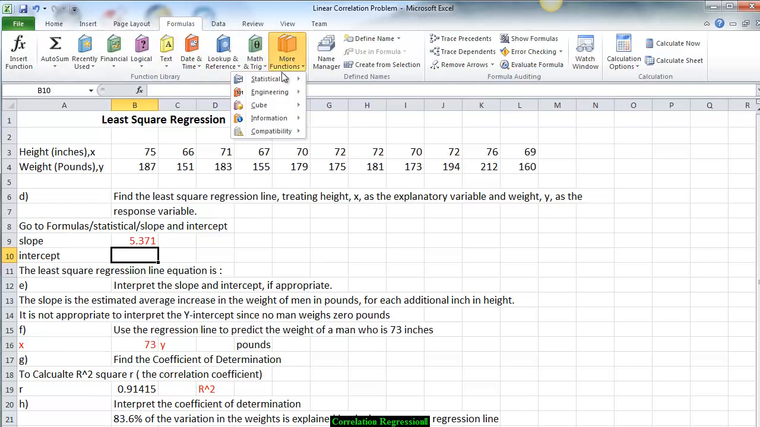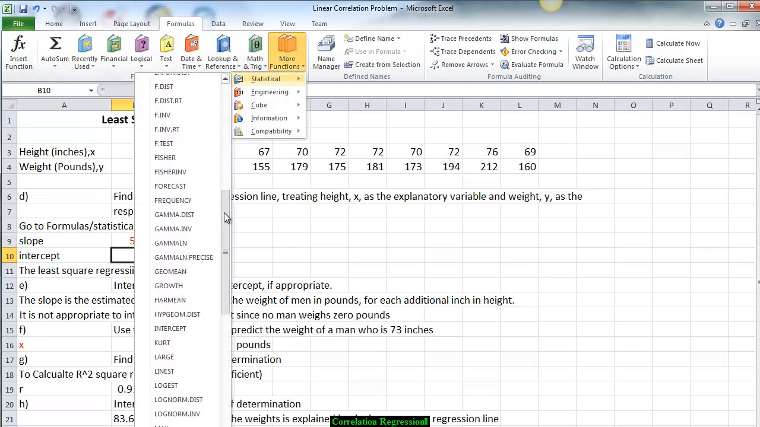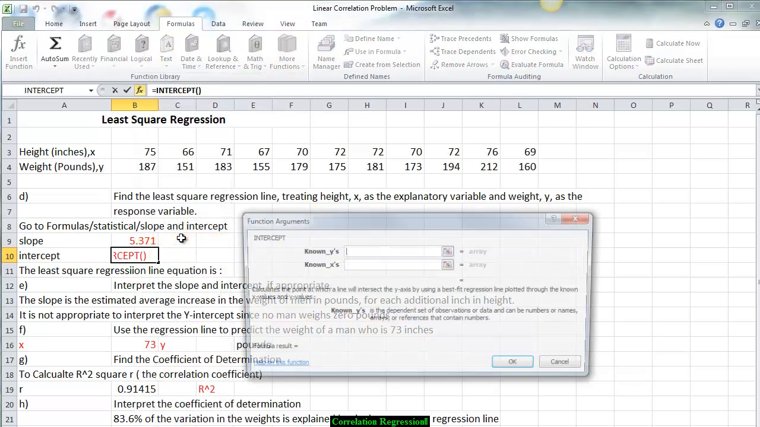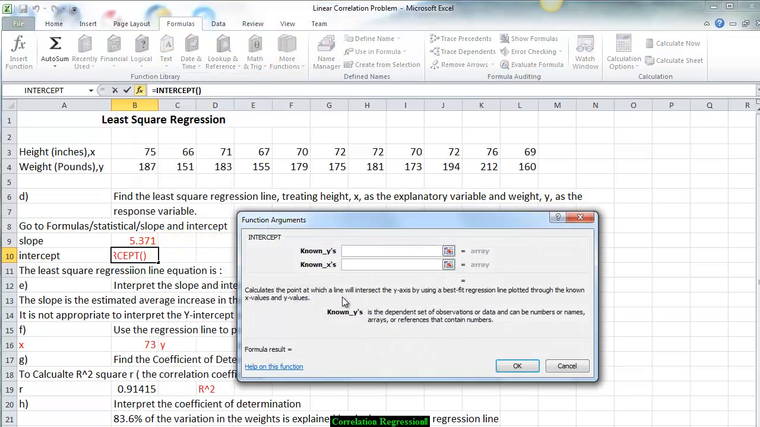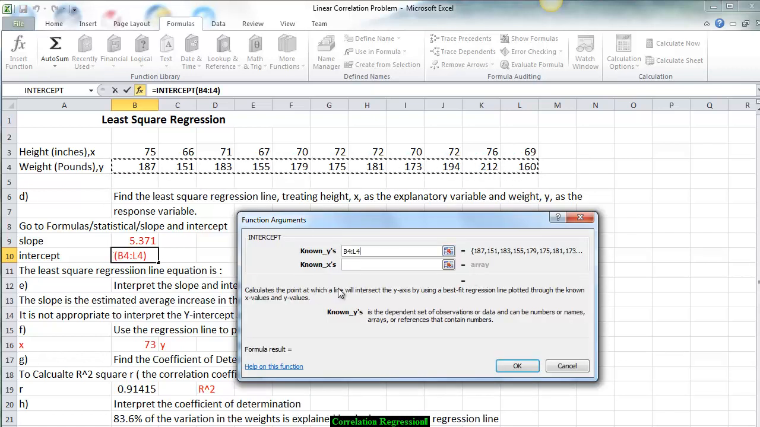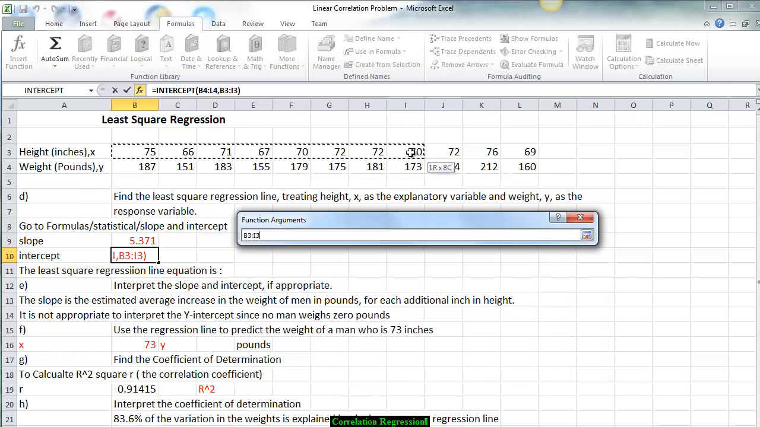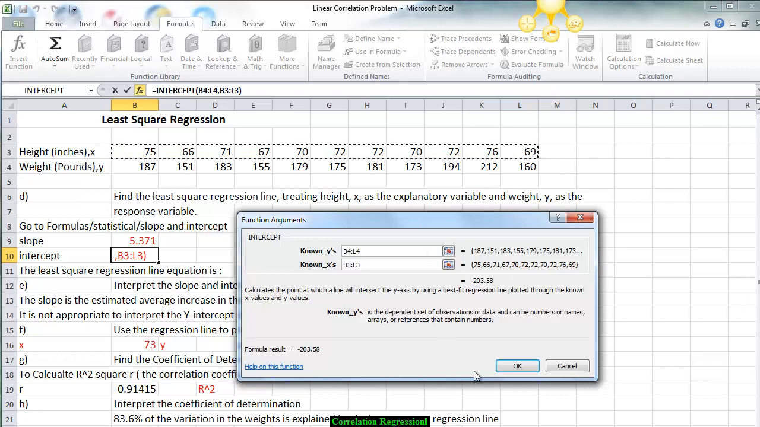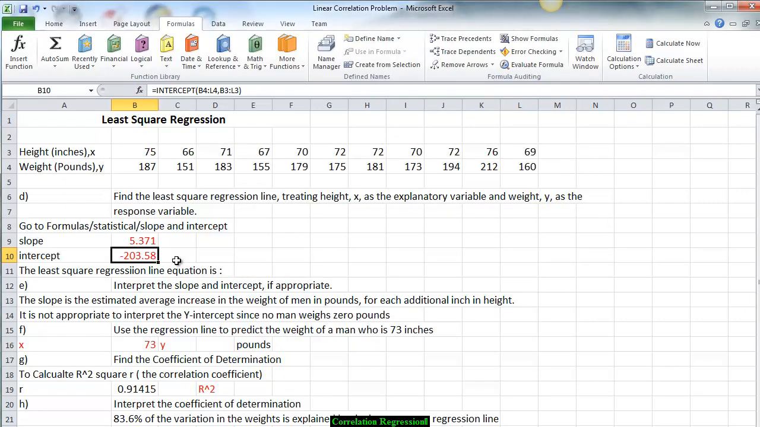For the y-intercept, again, we go to statistical and go to the word intercept, and it calculates the point at which the line will intersect the y-axis using the best fit regression line plotted through the known x and y values. In other words, what will the y value be when x is equal to 0? Again, we put down the y values, which are the weights, followed by the x values, which is the height of the men. And we notice we get a negative number, which means that if the men are 0 inches tall, they're not going to weigh anything, which doesn't really mean anything.